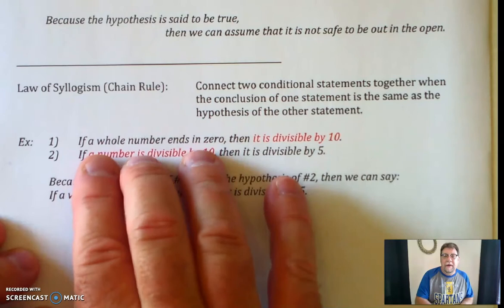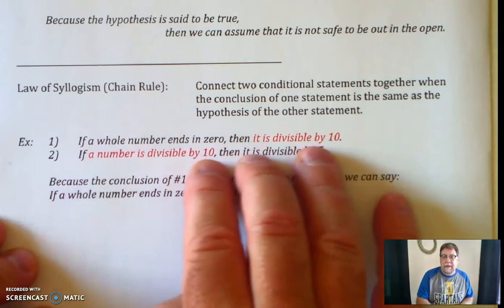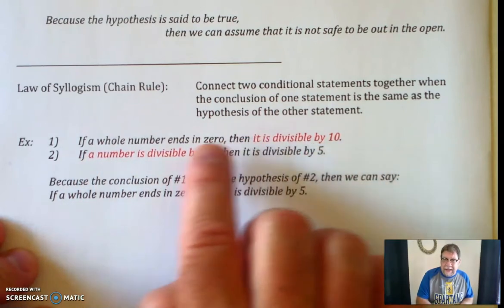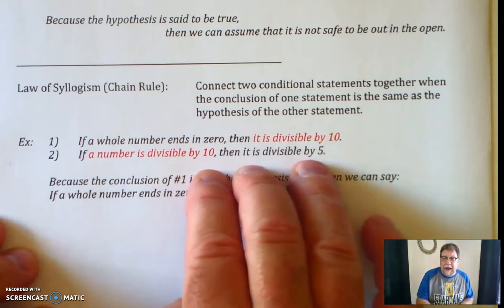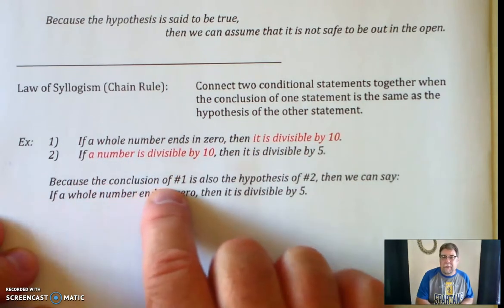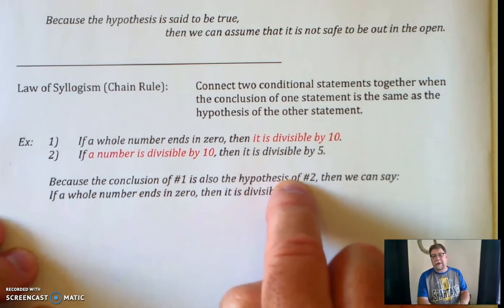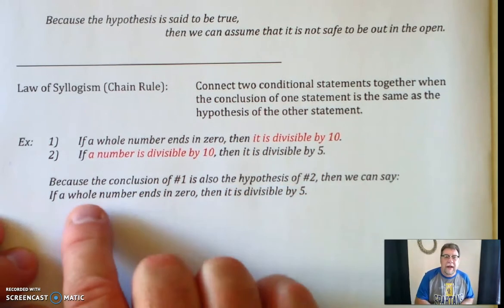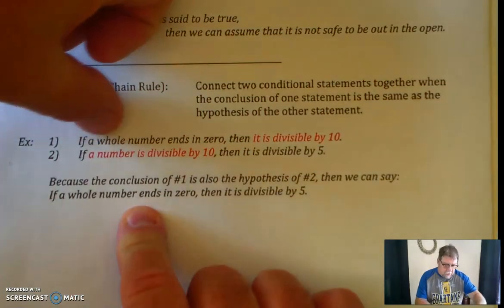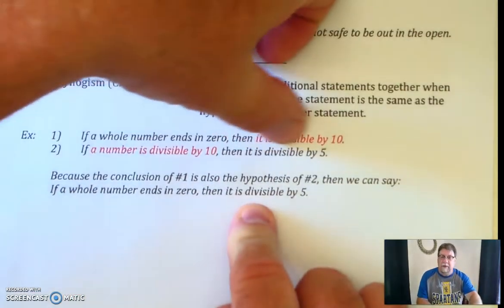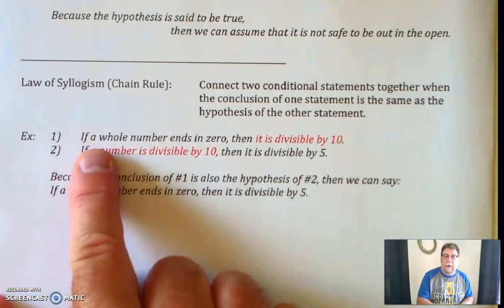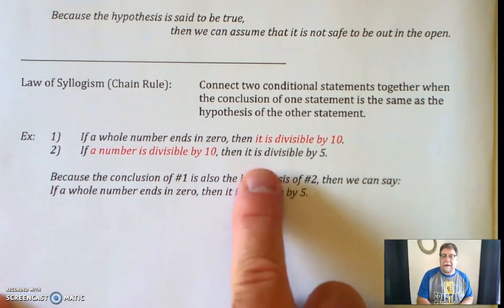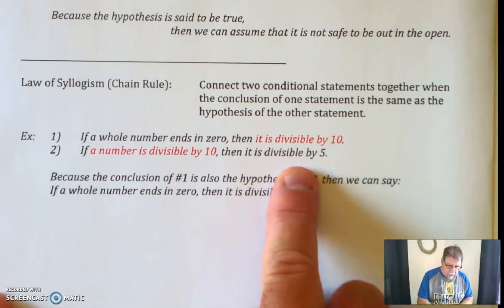So, if a whole number ends in 0, then it's divisible by 10. It gets linked to this one. If a number is divisible by 10, then it's divisible by 5. Because the conclusion of number 1 is also the hypothesis of number 2, then here's what we can say. If a whole number ends in 0, then it is divisible by 5. You can sort of take out the red part that you see there and go with the original hypothesis and the final conclusion. All right?